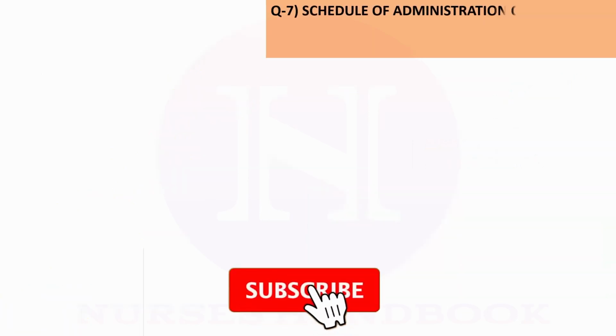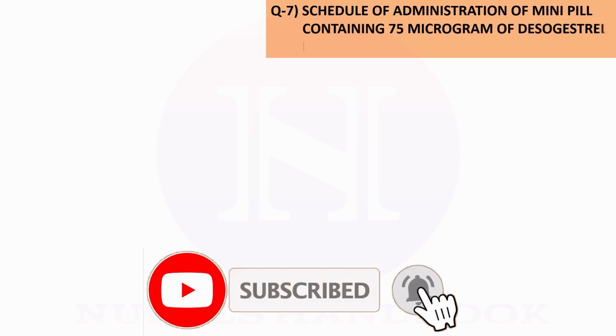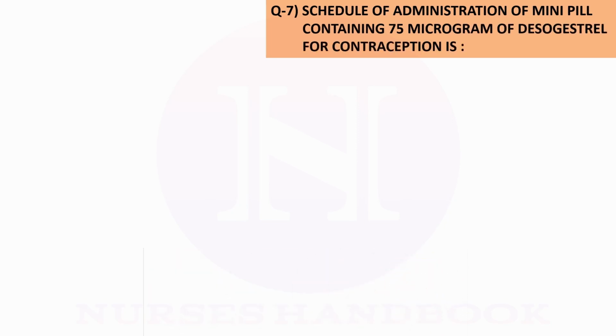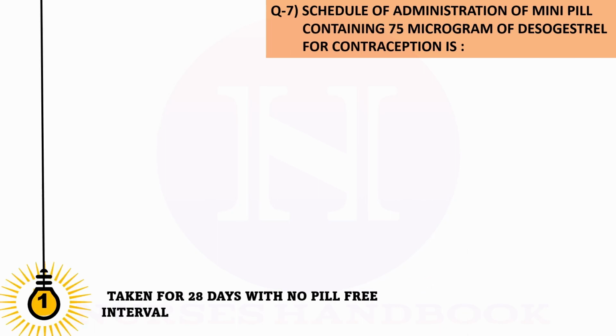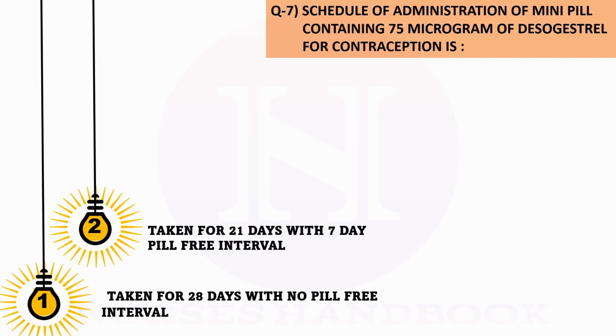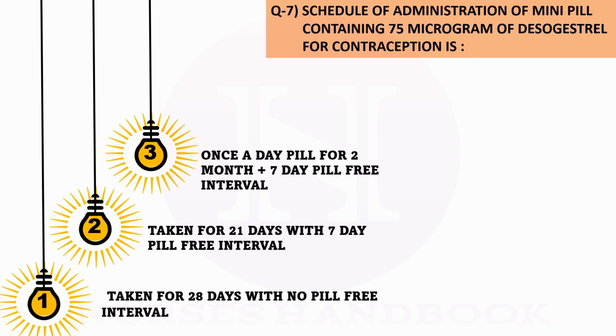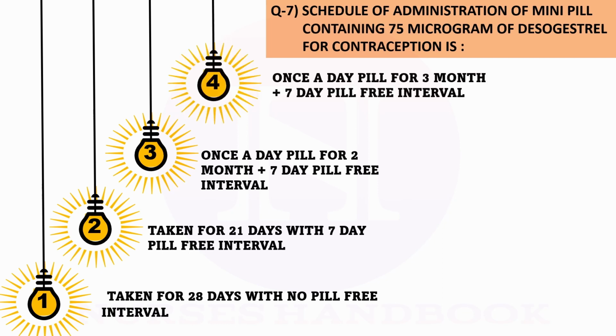Question number 7. Schedule of administration of mini pill containing 75 micrograms of desogestrel for contraception is taken for 28 days with no pill-free interval, taken for 21 days with 7-day pill-free interval, once a day pill for 2 months plus 7-day pill-free interval, once a day pill for 3 months plus 7-day pill-free interval. And the correct answer is taken for 28 days with no pill-free interval.